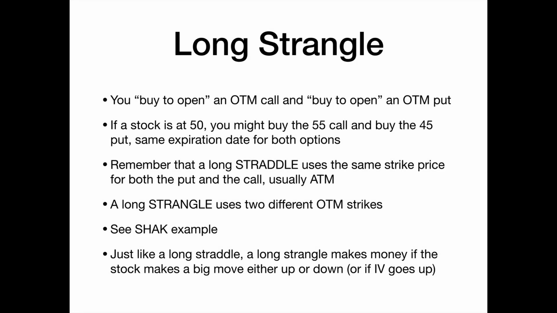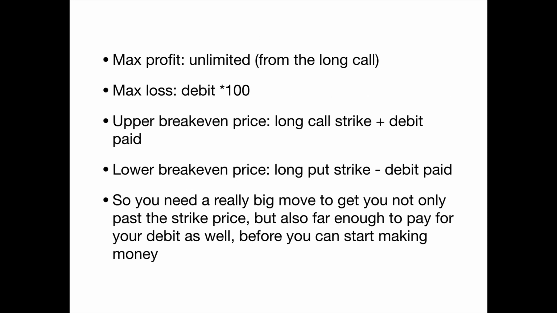And now, just like a long straddle, a long strangle will make money if the stock makes a big move in either direction, either up or down, and also if implied volatility increases, which we'll see when we take a look at the Greeks. What's the max profit for a long strangle? Well, it's unlimited, and that's mostly because of that long call. Stock could go up a lot, that call could get deep in the money, and you can make a lot of money. Likewise, if the stock falls a lot, the long put will go in the money, and you'll make a lot of money on the downside too. Though of course it's capped at 0. The stock can only go down to 0.